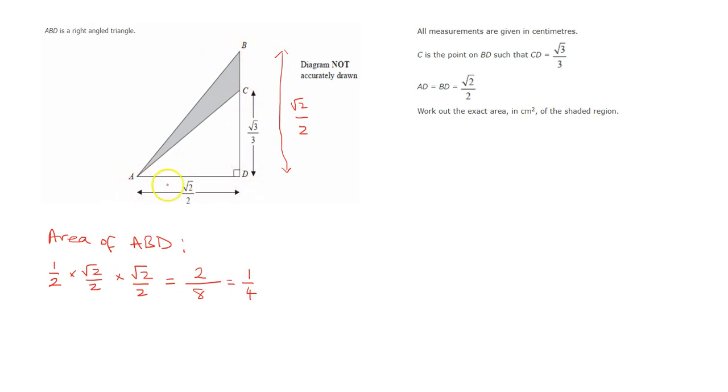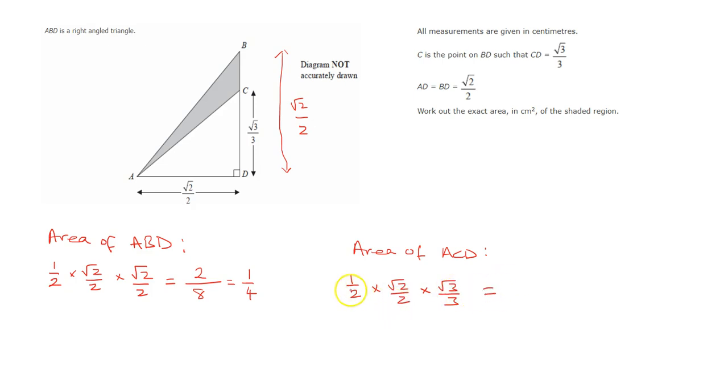Now for the smaller triangle, so ACD, so the area of ACD is going to be a half times the base, which is root 2 over 2, times the height, which is root 3 over 3.